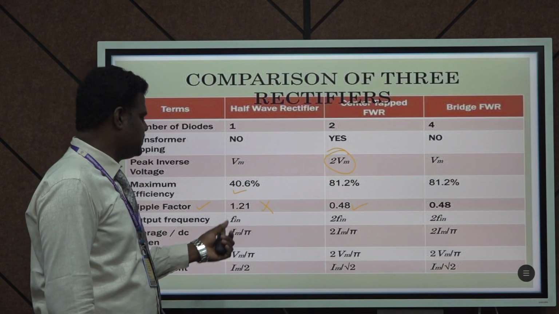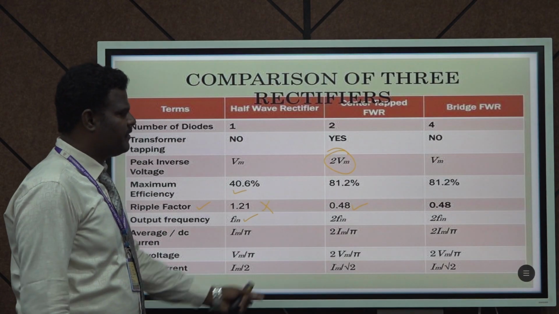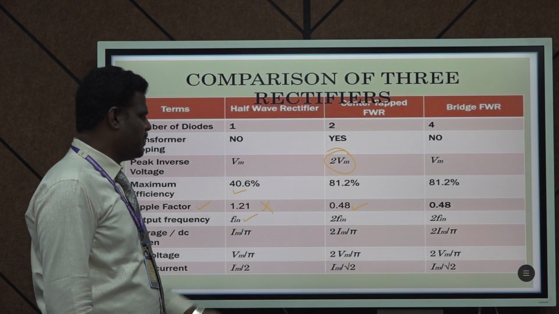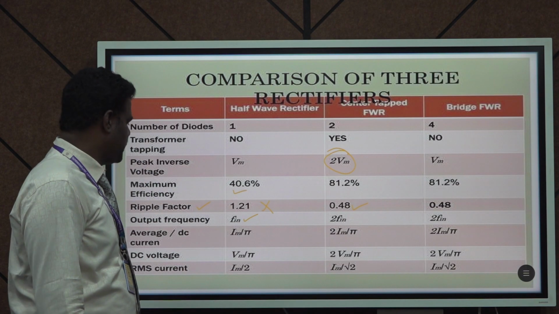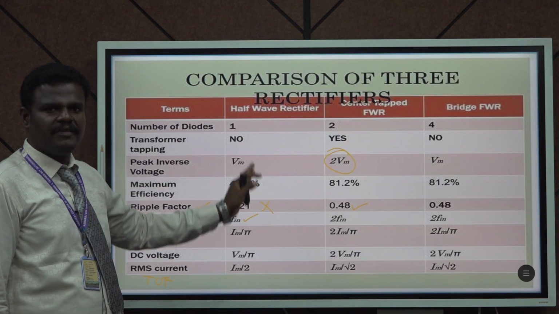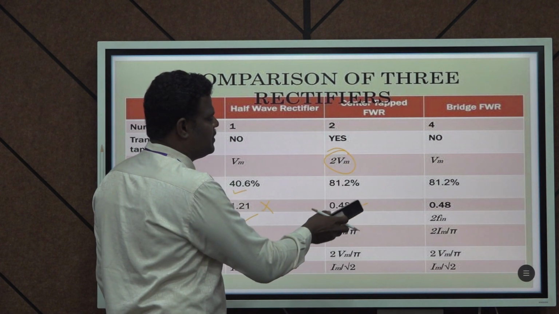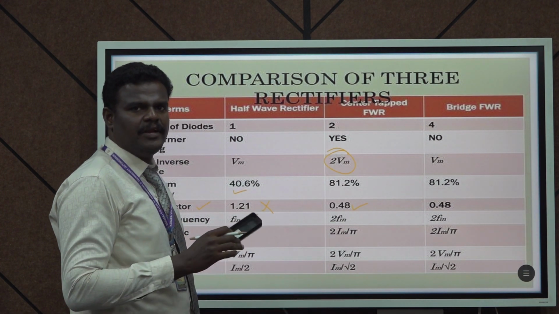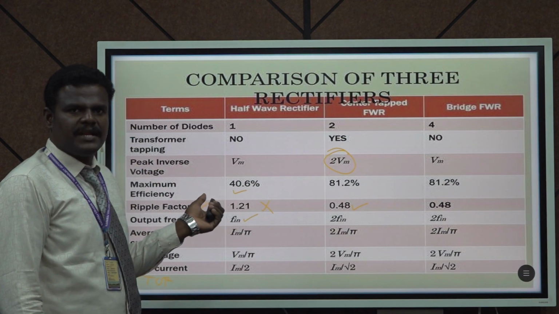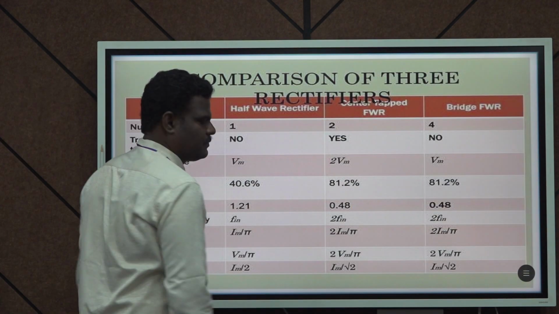In terms of output frequency, the half wave rectifier gives F in, the center tapped gives 2 F in, and the bridge full wave rectifier also gives 2 F in. The average DC current is Im by pi for the half wave, and 2 Im by pi for the others. From the comparison table, we clearly know the half wave rectifier is highly not recommended. We may use the center tapped transformer, but the limitations are that we need a center tapped transformer and a peak inverse voltage of 2 Vm. So from the comparison table, it is clear the bridge rectifier is highly recommended. Thank you.